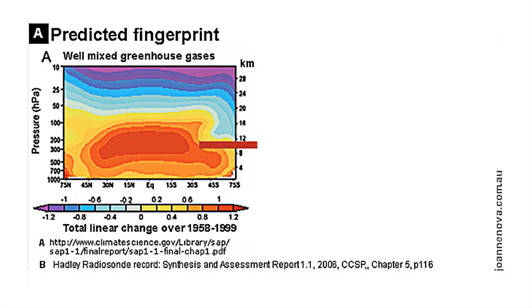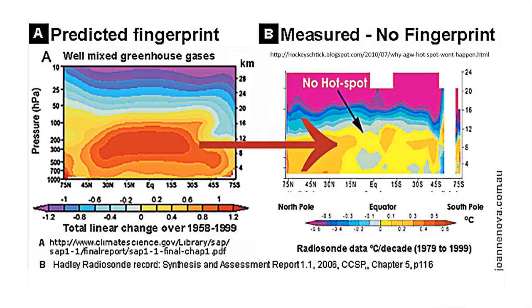In another diagram comparing model output with observations, we see this model output diagram on the left. The vertical axis is altitude, and the horizontal axis is distance from the equator, which is at the center. And what we see is that there is a hotspot, as predicted by the models, at about 12 kilometers in altitude, centered at the equator. What we see in the observed diagram on the right, with actual measurements from calibrated balloon temperature sensors, is no hotspot, and this has been replicated several times.